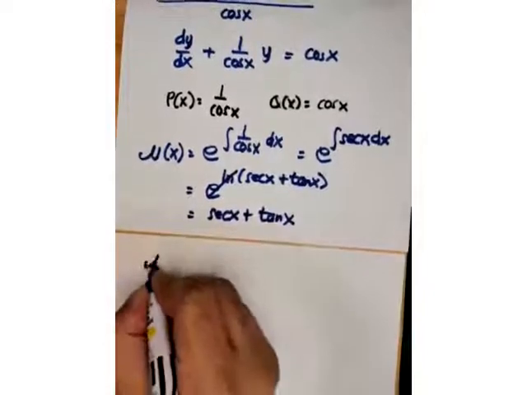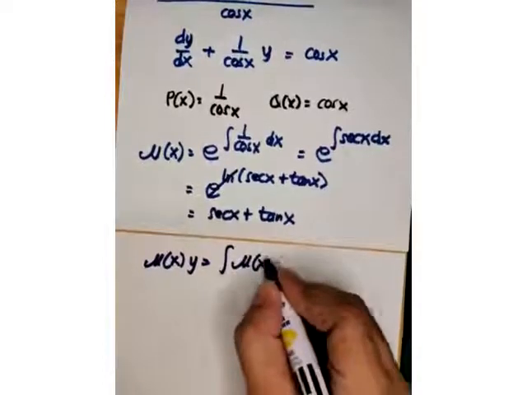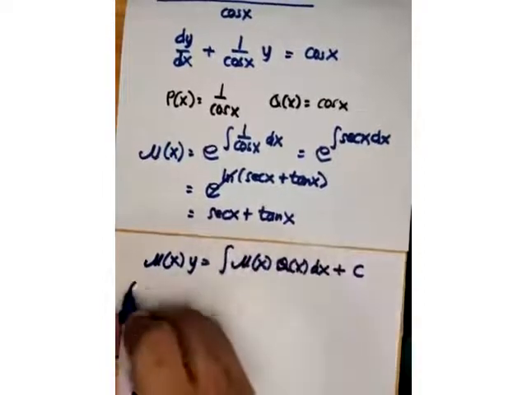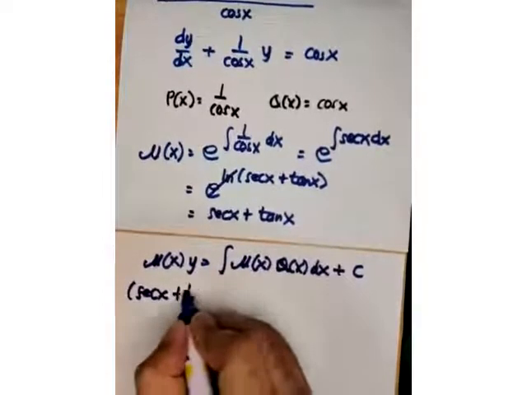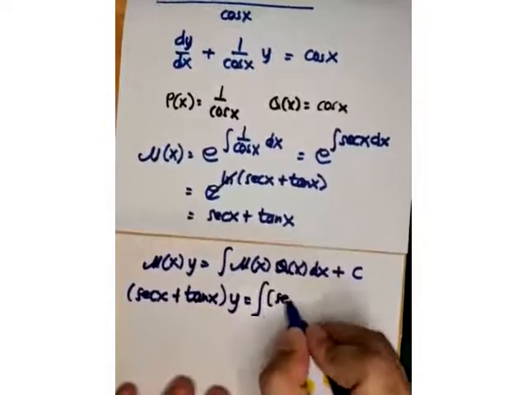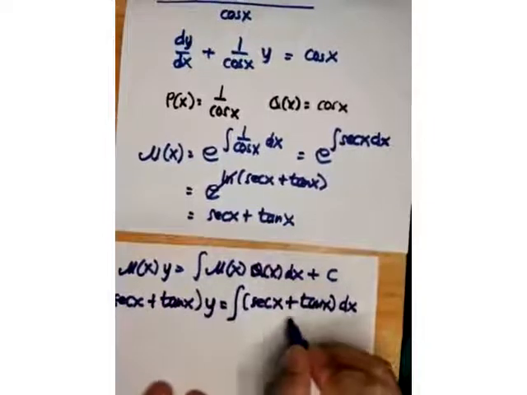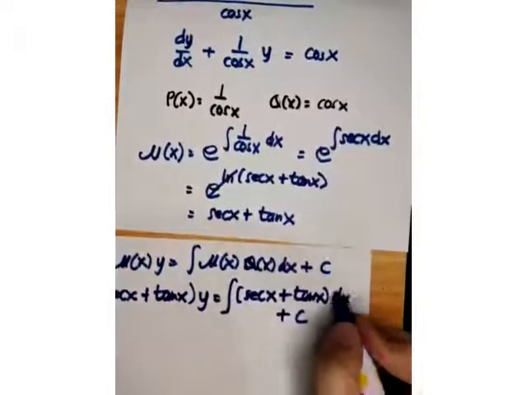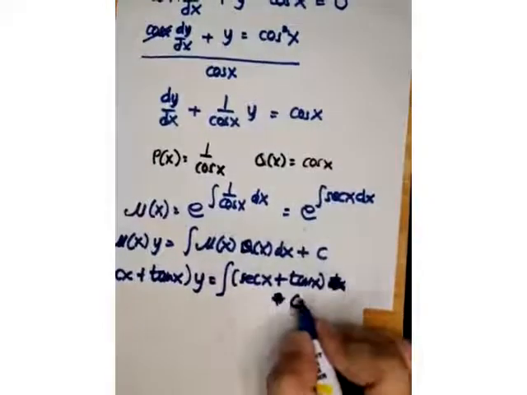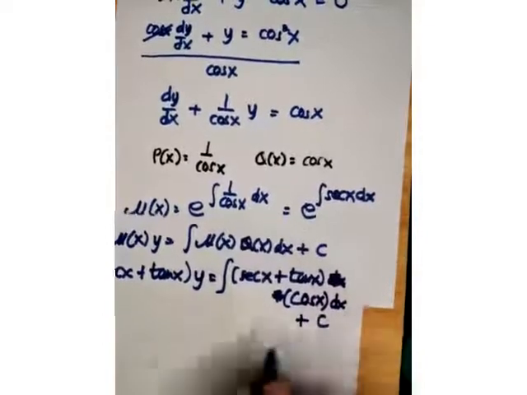So therefore, based on the formula, which is equal to the integral of mu of x, q of x dx plus c. So we'll have the quantity secant x plus tangent x times y is equal to the integral of secant x plus tangent x dx plus c. Ay, sorry. Anong q natin? Okay, ang q natin ay cosine x dx plus c. Ayan.